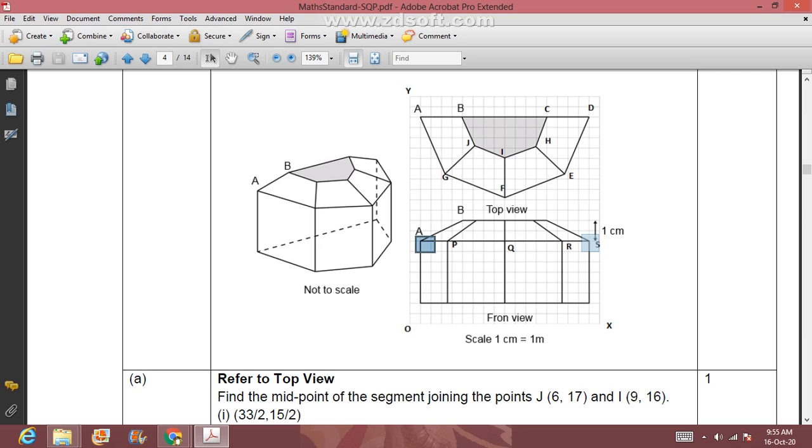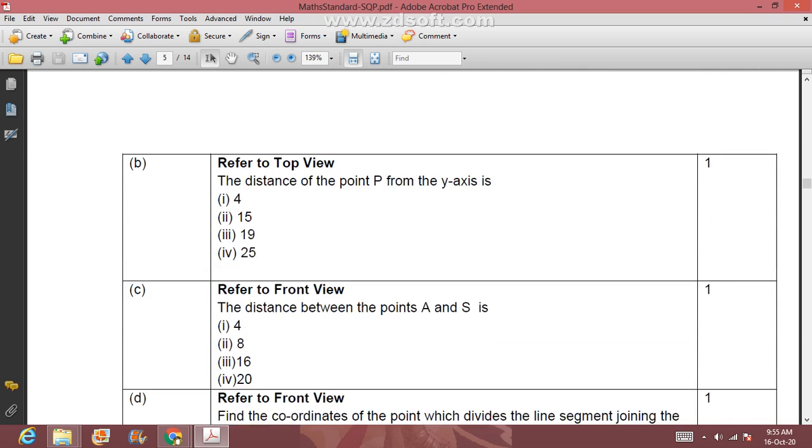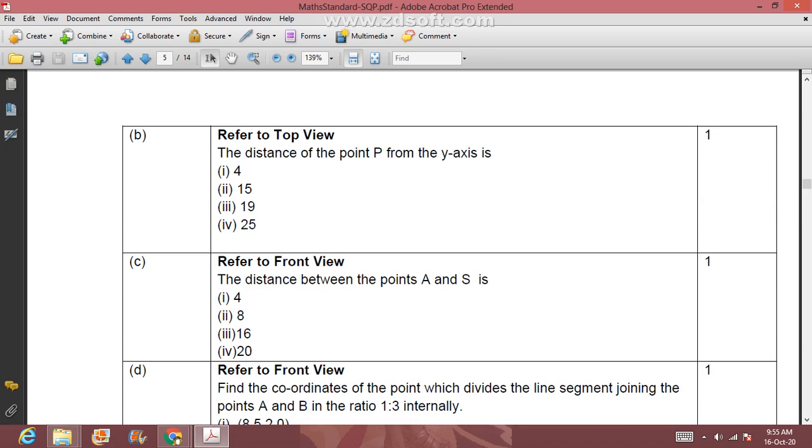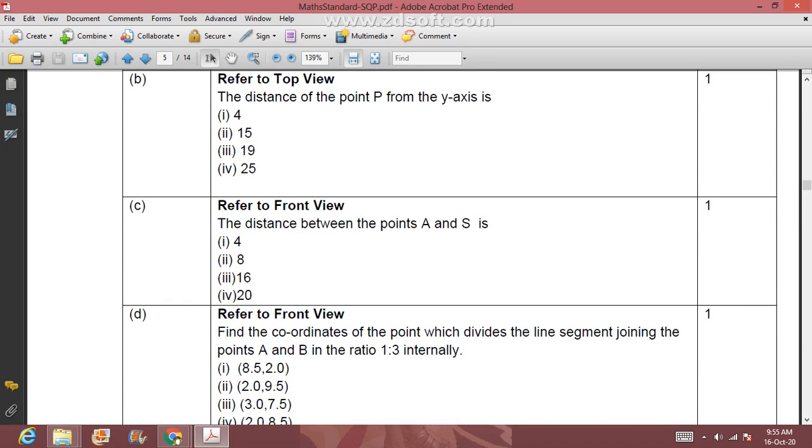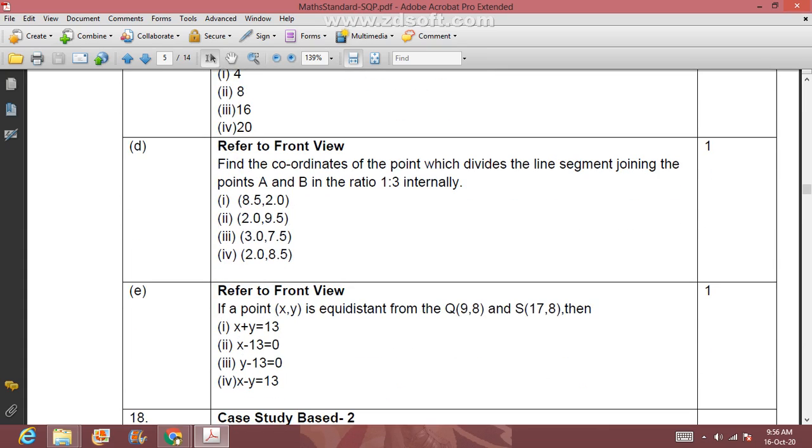So take the coordinates from the graph. The graph is given here itself, and you have to find the answer. Find the coordinates of A, find the coordinates of S, and using the distance formula you can find it, or directly by counting the measure on the graph you can search for the answer from the options given below, and you can tick the option. Refer to the front view again.